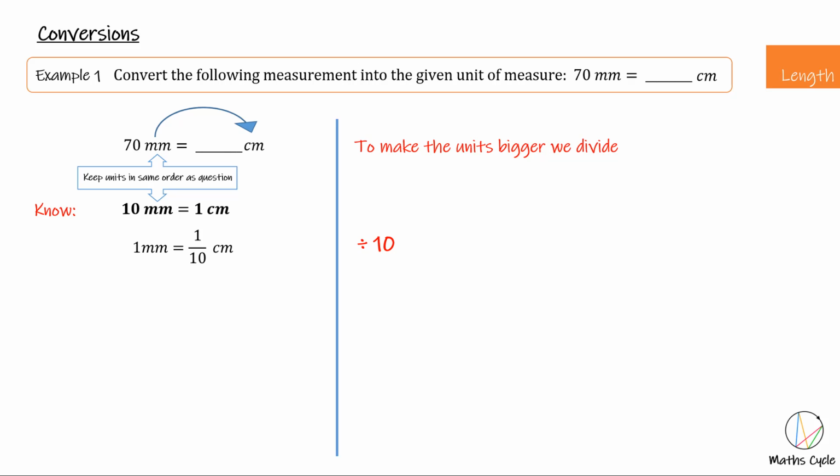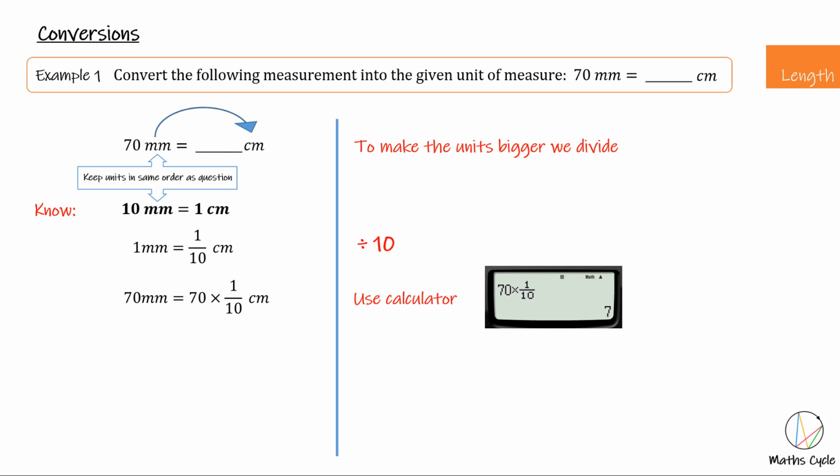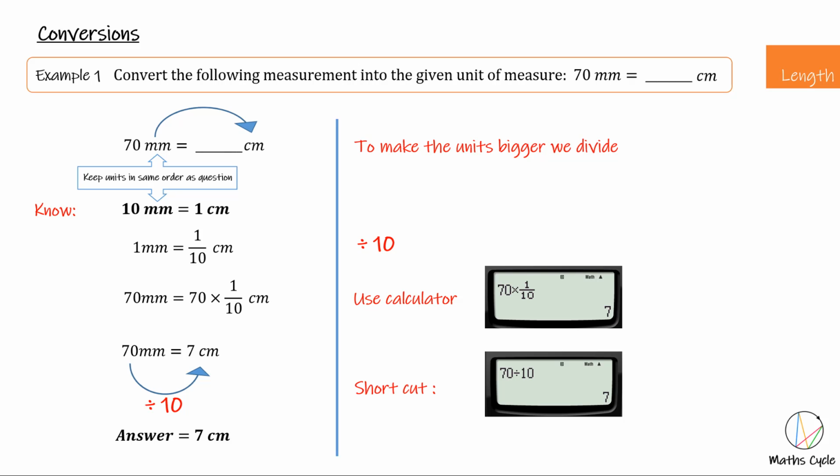So now I can figure out, well, what's 70 millimeters? Multiply by 70. So 70 times 1/10, use your calculator, no problem. So the answer is 7. Now look at ultimately what you did though. You took the 70 millimeters and you divided by 10 because you know that there's 10 millimeters in 1 centimeter. Okay, so that would be your shortcut.